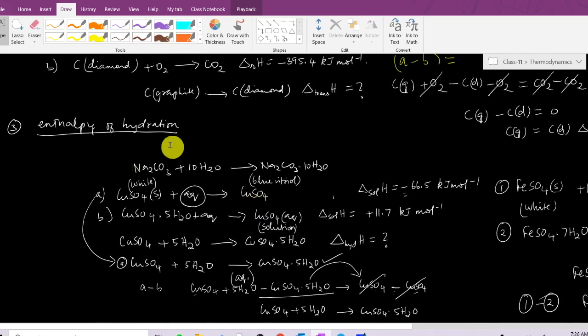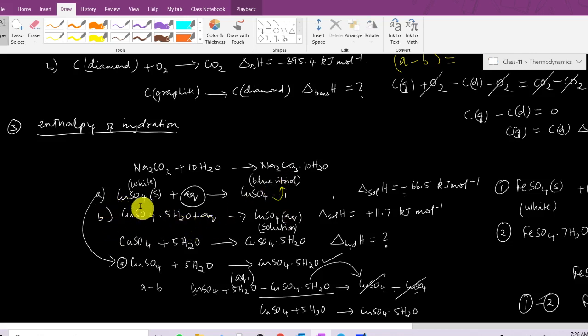Similarly, you can also calculate the enthalpy of hydration. So what is enthalpy of hydration? You would have studied washing soda in 10th standard. Washing soda is sodium carbonate decahydrate, with 10H2O. This is not okay. This is blue vitriol. Don't confuse this with that. This is blue vitriol. Okay.